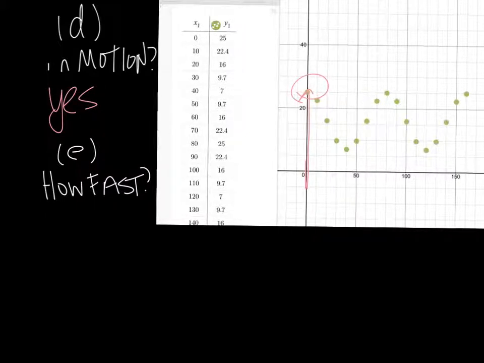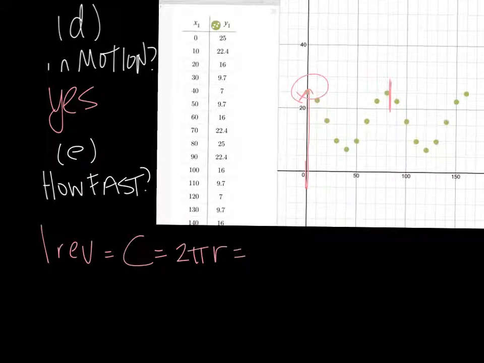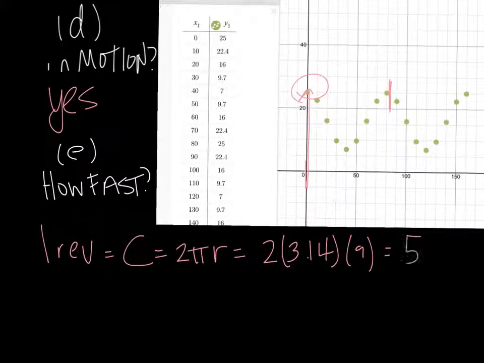To determine how fast the Ferris wheel is going, we need to know how big the Ferris wheel is around. So one revolution happened in 80 seconds. We learned that. So that will be the seconds that we use. But to find one revolution, we're going to use the circumference formula. The circumference for this Ferris wheel will be 2 times pi times r, and the radius is the same as the amplitude, so we're going to use 9. So the circumference of the circle then would be 56.55 meters. One revolution is 56.55 meters.